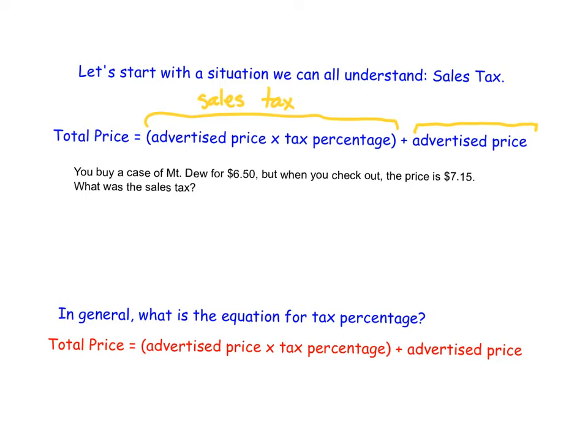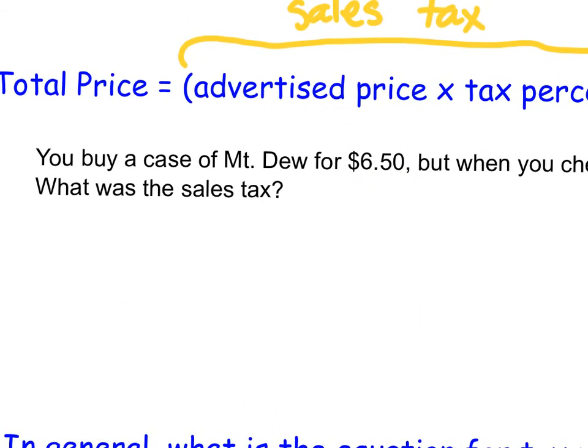and then you get the total price that they charge you on the receipt. So, for example, you buy a case of Mountain Dew for $6.50, but when you check out, the price is actually $7.15. What was the sales tax? Well, maybe I should have been more clear on this. I meant to say, what was the sales tax percentage? Because for the sales tax, you would just subtract the two and you get 65 cents. So the sales tax was 65 cents. But what was the percentage is what I'm trying to get at.